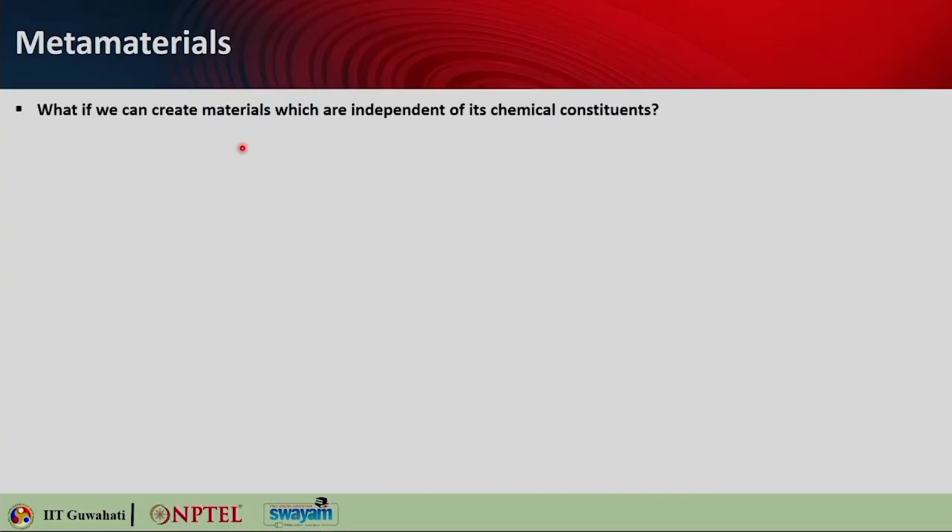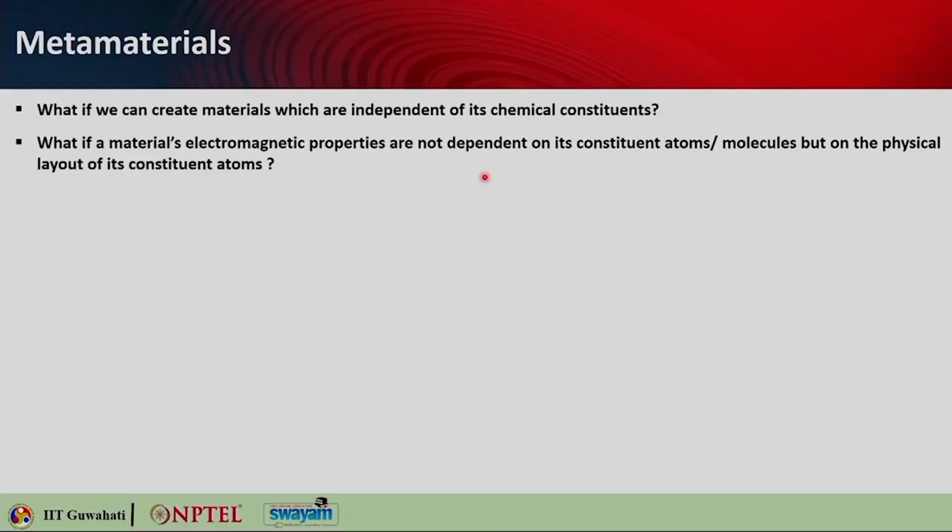Now what are metamaterials? These are materials we can create on our own, we can design, and their properties are independent of their chemical constituents. That gives us a lot of opportunity. What is interesting in metamaterials is that the electromagnetic properties are not dependent on the constituent atoms or molecules, but on the physical layout of the constituent atoms. So the physical design defines the property of the material.